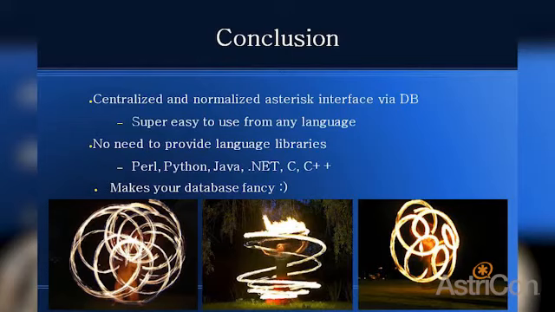So in conclusion, we have a very centralized and normalized Asterisk interface via the database. We just have one interface that you could use to do anything you want to Asterisk. Super easy to use from any language. Since we have a small team, it's just three of us in our company, and two of us are programmers, we don't want to build libraries for every single language, like here's our Perl library to connect to all our custom stuff, or here's our Python library or Java or .NET. We don't want to do that.